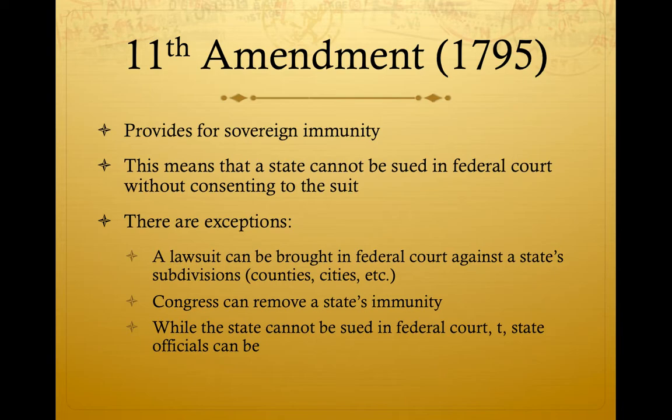Also, Congress can remove a state's immunity. Congress can get rid of a state's immunity and say, this doesn't apply here. And while you can't necessarily sue your state, you can sue your state officials. So if you think someone did you wrong in the state of Ohio, you might be able to sue the governor of Ohio or the attorney general of Ohio instead of the state itself.